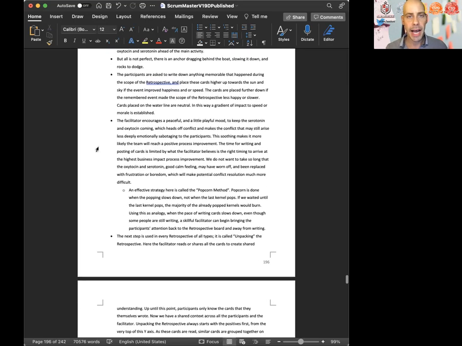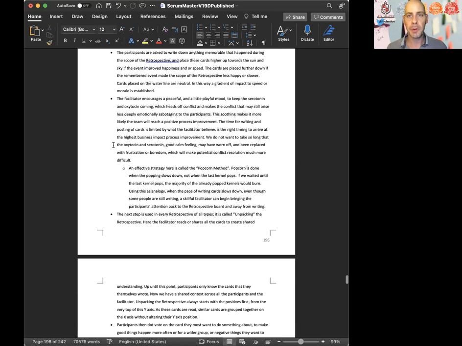The participants are asked to write down anything memorable that happened during the scope of the retrospective. So for example, the last sprint, and place these cards higher up towards the sun and sky if the event improved happiness and or speed. The cards are placed further down if the remembered event made the scope of the retrospective less happy or slower. Cards placed on the waterline are neutral. In this way, a gradient of impact to speed or morale is established.